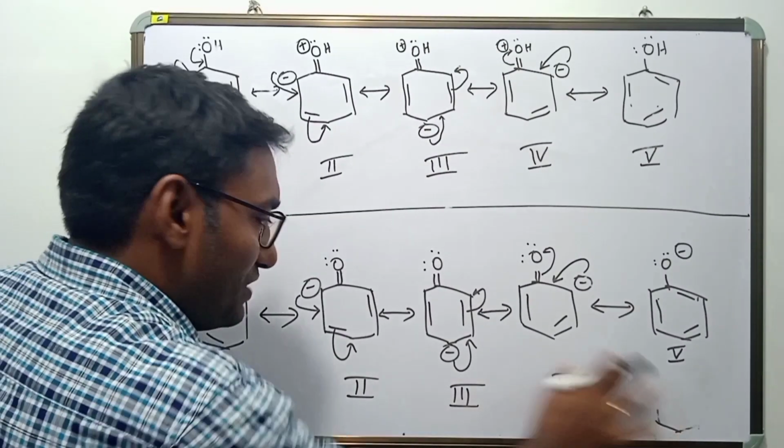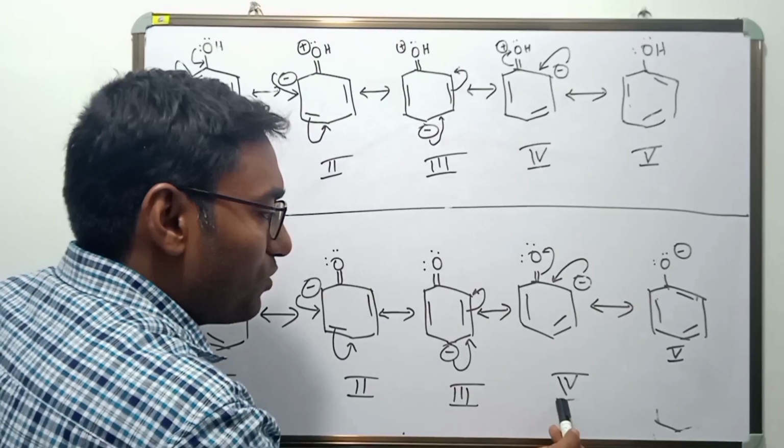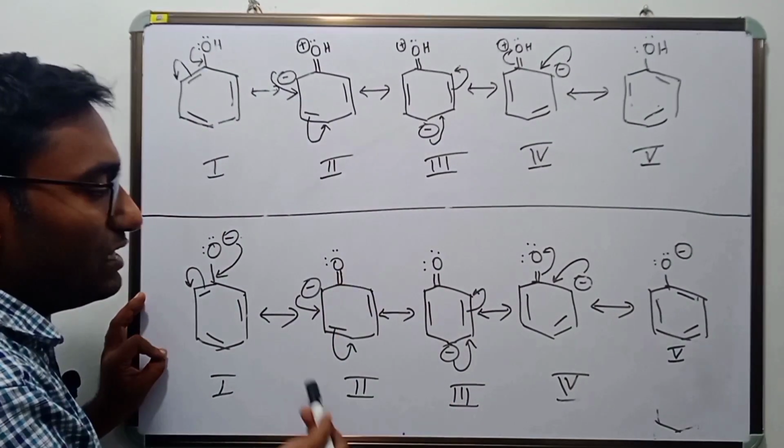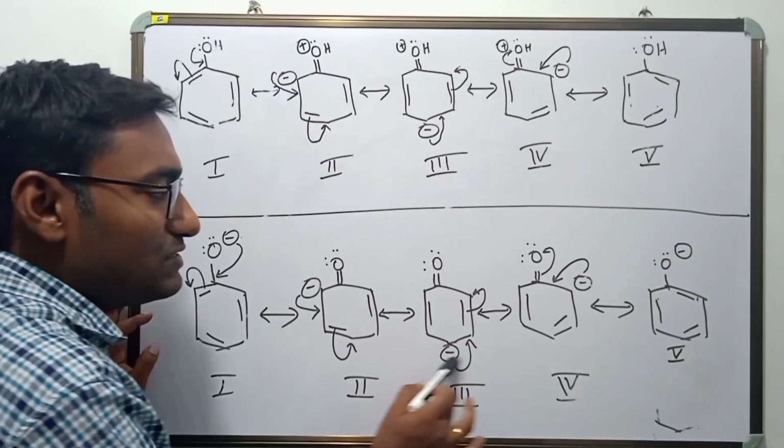Structures 1 and 5 are Kekulé structures, they are Kekulé forms. Here structures 2, 3 and 4. Do you see any positive sign here? Any positive sign? No. Only a negative sign is there.